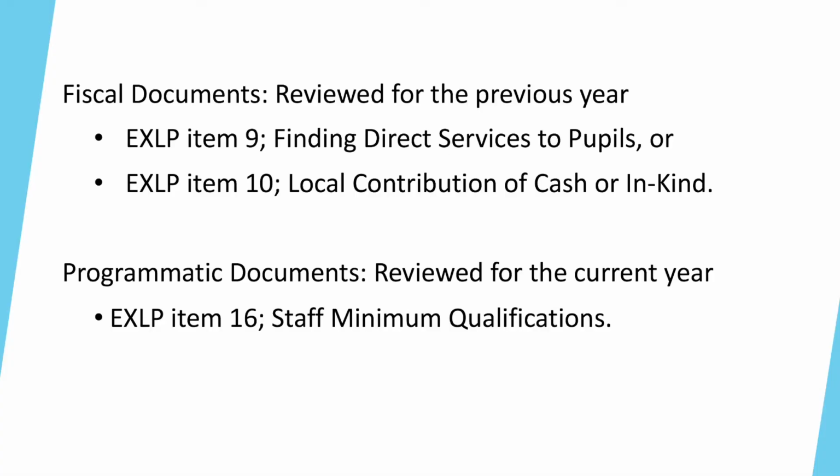It is important to note that we review all fiscal items for the prior year and all programmatic items for the current year. Examples of fiscal items would be Item 09, funding direct services to pupils, or Item 10, local contribution of cash or in-kind match. An example of a programmatic item for the current year is Item 16, staff minimum qualifications. The only instance where this will not apply is if we are monitoring programs very early on in the school year and the required activities have not occurred in the current year. In this case, we will look at program evidence from the prior year.